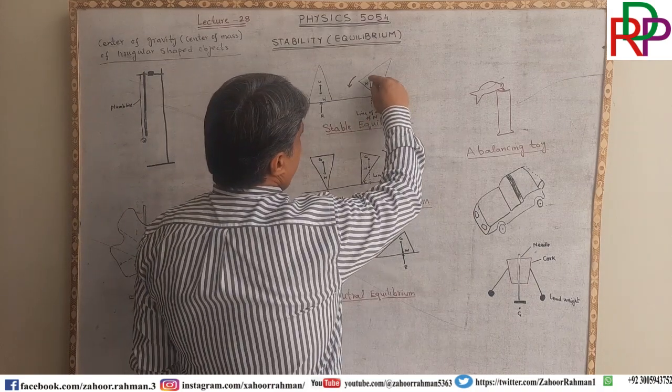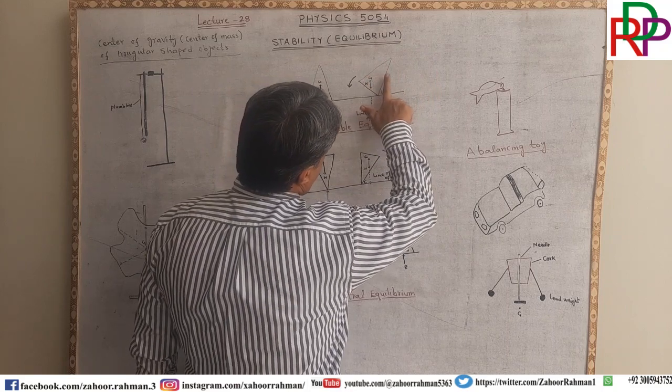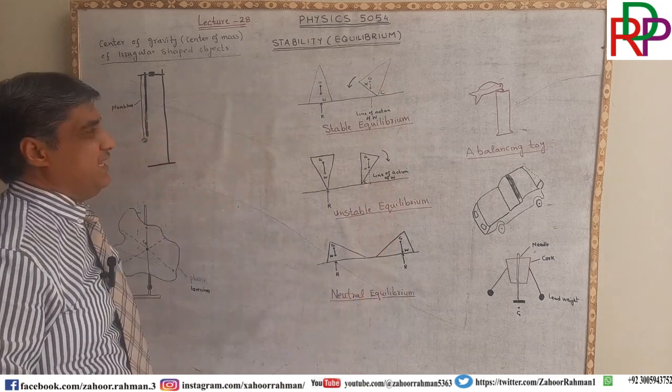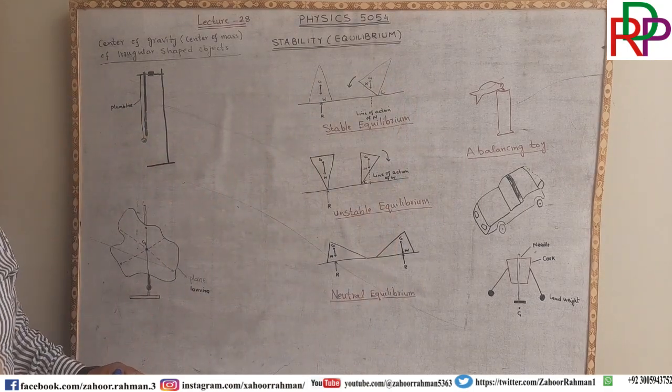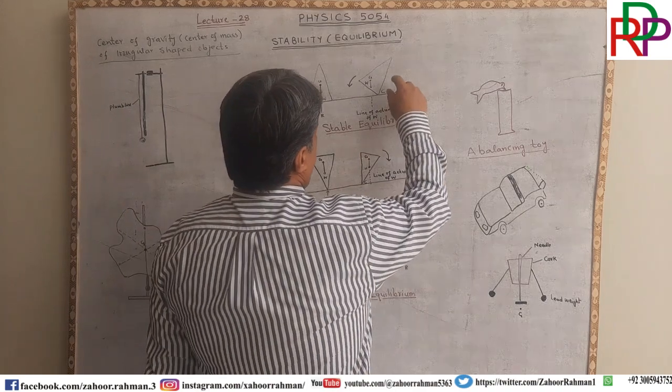This is if you are tilting it more and this line of action is coming out of this base area, so it will topple down and it will never come back to its original position.